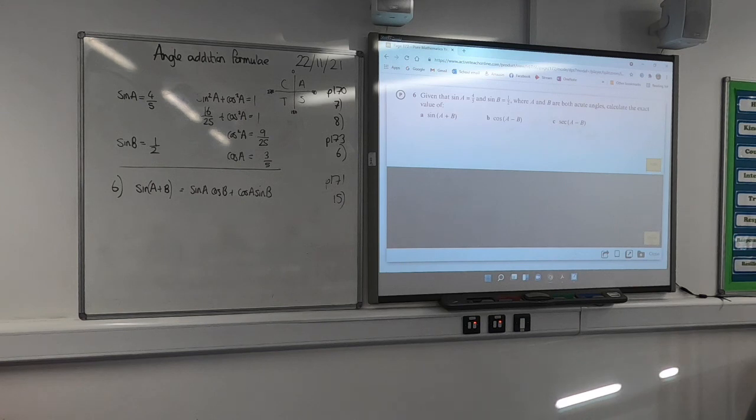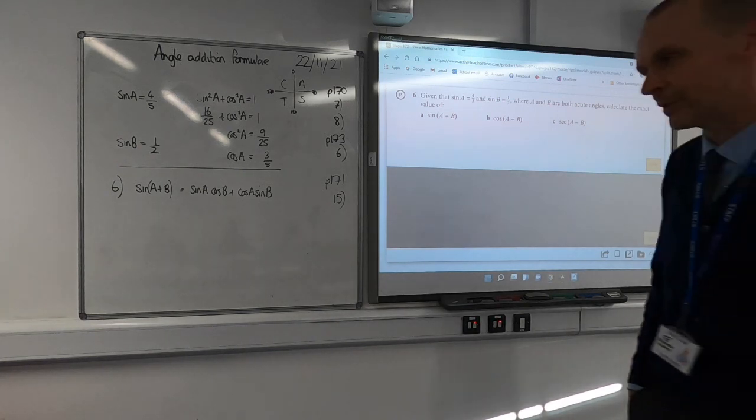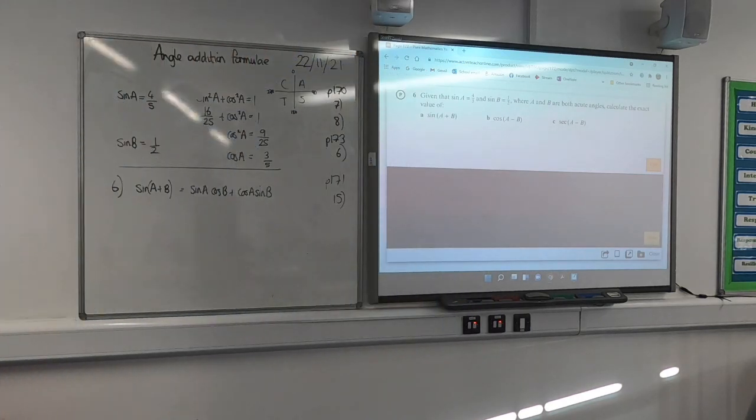So that little trick is expected of you. I know we're in a funny old world where some things you can do on your calculator, so you can use your calculator to solve quadratic equations and simultaneous equations, but this you'd be expected to show some method.